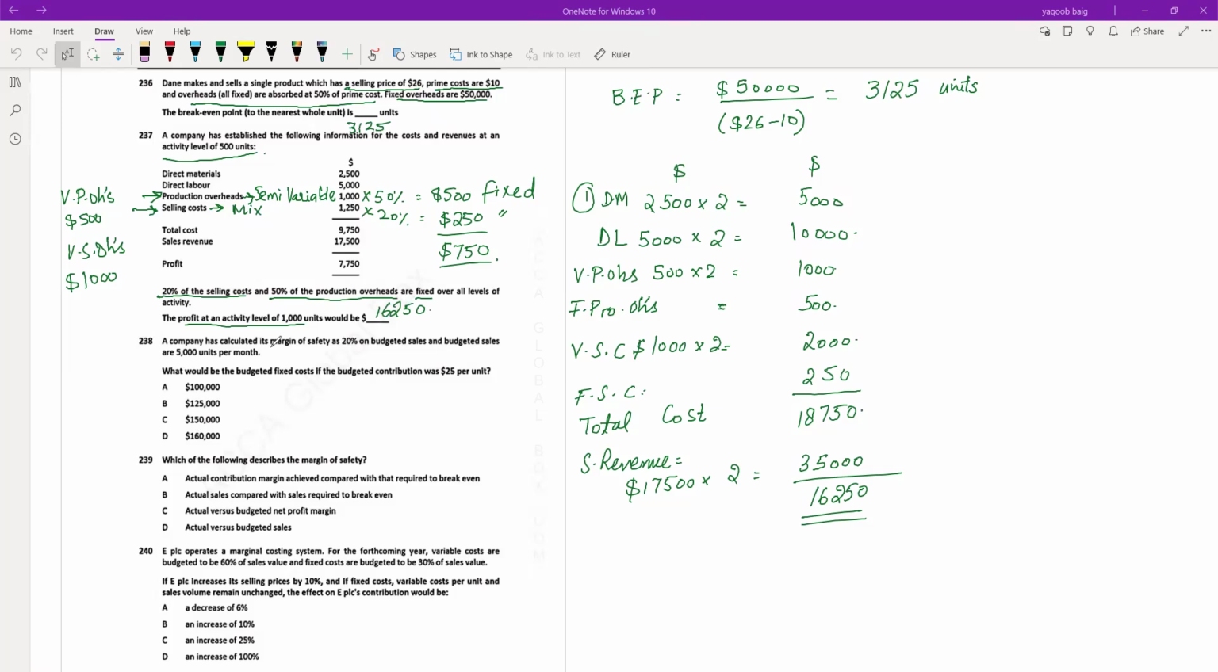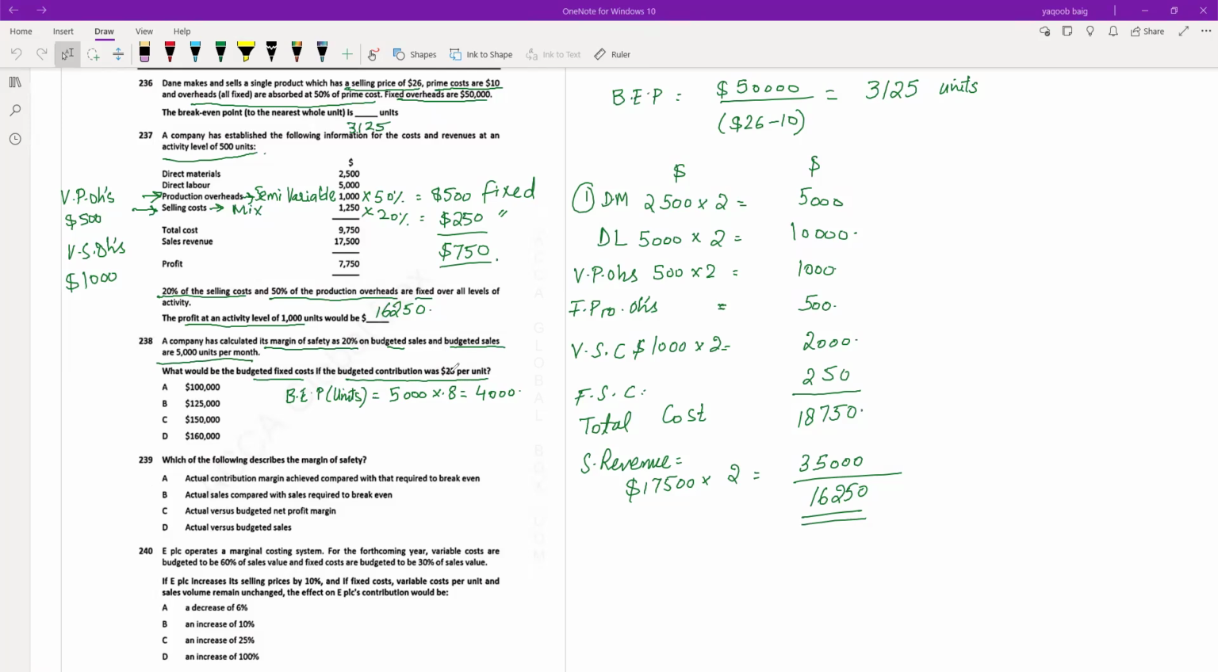A company has calculated its margin of safety of 20% on budgeted sales, and budgeted sales are 5,000 units per month. What would be the budgeted fixed cost if the budgeted contribution was $25 per unit? Okay. So we have margin of safety of 20%, which means break-even point units are 80% of 5,000 units. So it is 4,000 units.